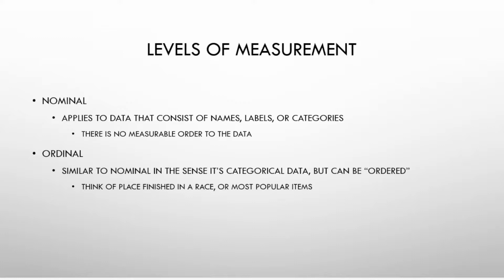Think of place finished in a race. If I had a list of the different places something finished in, or most popular items, there was the most of these, the second most of these, the third most of these. Anything you can rank, or letter grades, is another great example. You can't add letter grades together and find the mean, but you can rank them, so an A is preferable to a C and a D, and so on. So if you can put it in order, if there's a preferable outcome, it's ordinal. If it's just a random list of words with no order to it, then it's nominal.